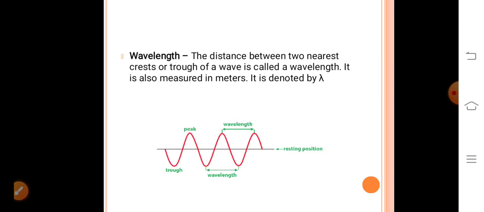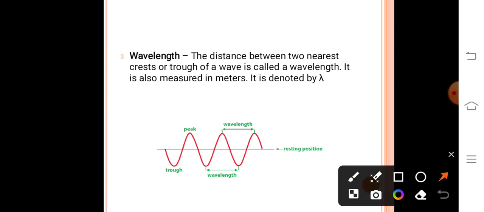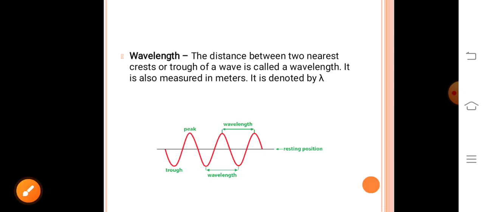Next is the wavelength. The wavelength is the distance between two nearest crests or troughs of waves. So we see that in this figure, this peak point shows the crest. So we say that the distance between two nearest crests, or the distance between two nearest troughs, is called the wavelength, and it is measured in meters and denoted by lambda.